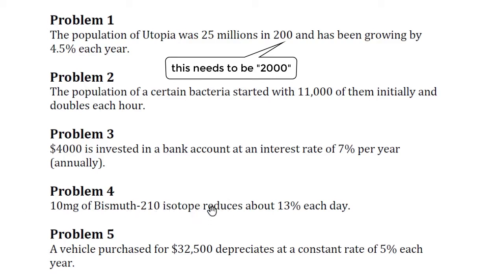But then it reduces. It reduces about 13% each day. Admittedly, I am not using the very formal term for this by using the word reduces, and later on I will use a better term for that. But 10 milligrams of bismuth 210 isotope reduces about 13% each day.